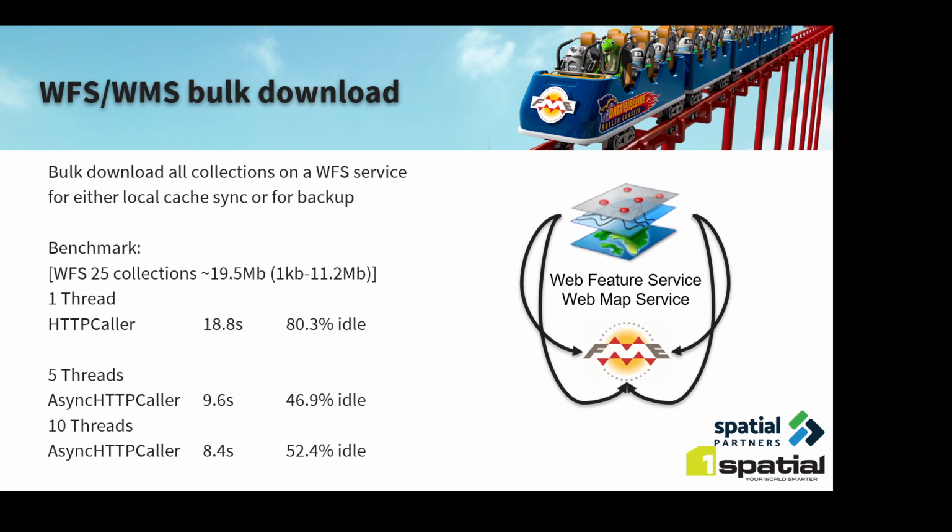However, we could bulk download all the collections or a set of collections from a WFS service or a WMS service. Taking a quick benchmark against a publicly available WFS service, getting approximately 20 megabytes worth of data, if we do this with FME's native transformer, we're spending about 80% of the time idle, taking 20 seconds. We can halve that by using the async HTTP caller to increase the number of threads. But you can see here as well that the speed increases diminish, probably because in this case the server is actually throttling us because we're making too many simultaneous requests.